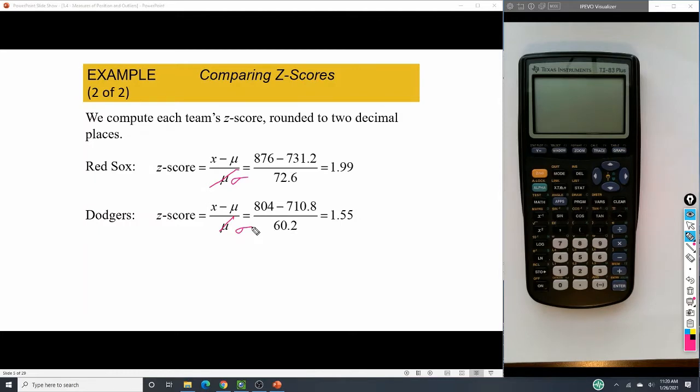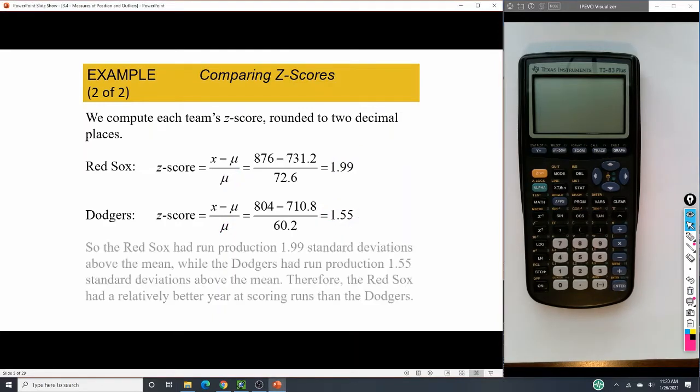And so when you plug those things in, and you go back and look at the previous slide, you would see that sigma does match those things and do that math. And so that means that the Red Sox are 1.99 is a z-score, 1.99 standard deviations to the mean. And it's positive, so it's going to be on the right-hand side. Whereas the Dodgers are 1.55 standard deviations from the mean, okay? All right, so that means that the Red Sox had a better run production, okay, because they have a greater standard deviation there from those pieces.